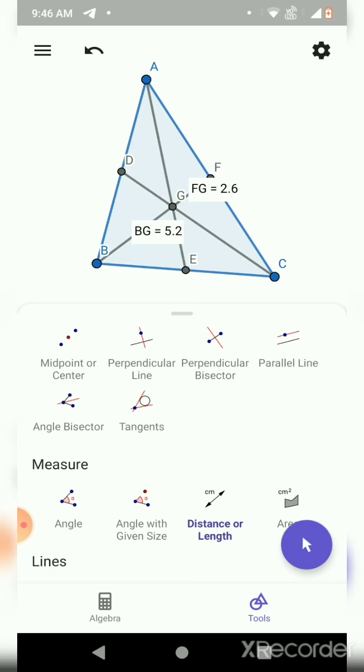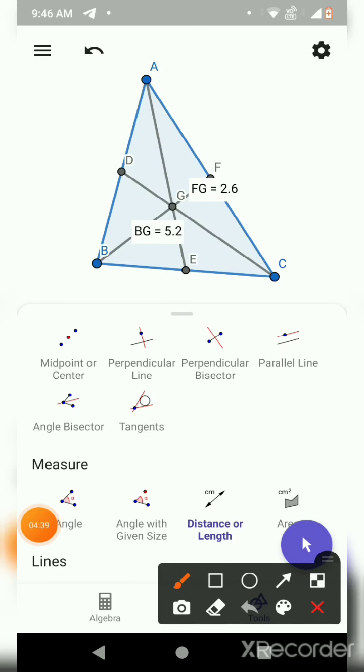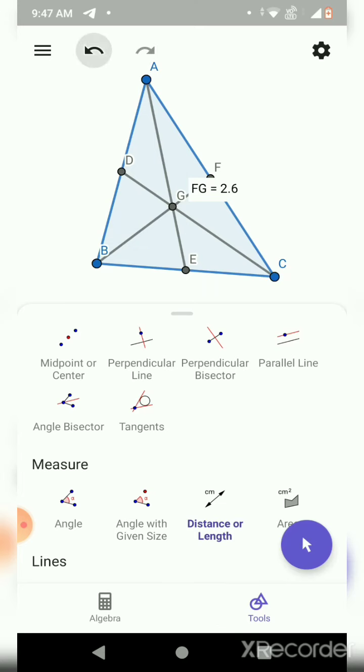Okay, so you can see here the centroid G is dividing the median in the ratio 2:1. Whatever is the length of the one part of the median, the other part of the median is approximately or exactly twice of the first part. Okay, let's see the next one.